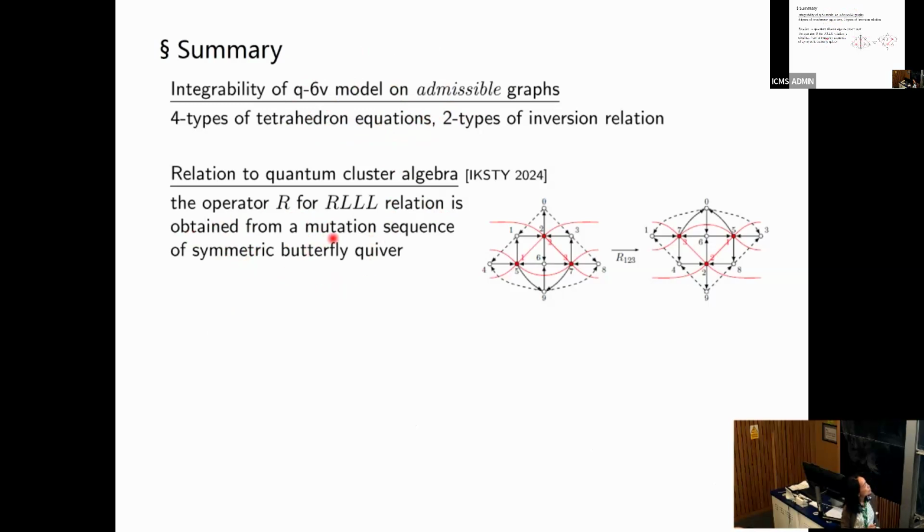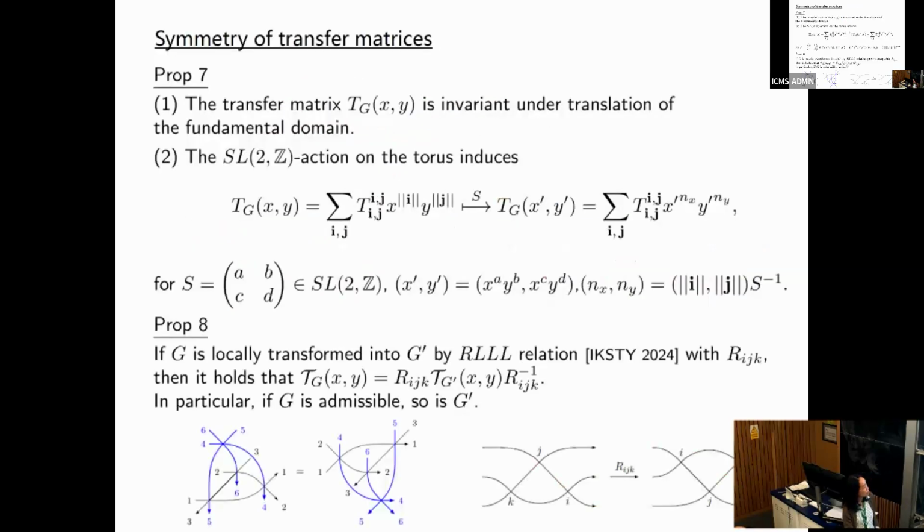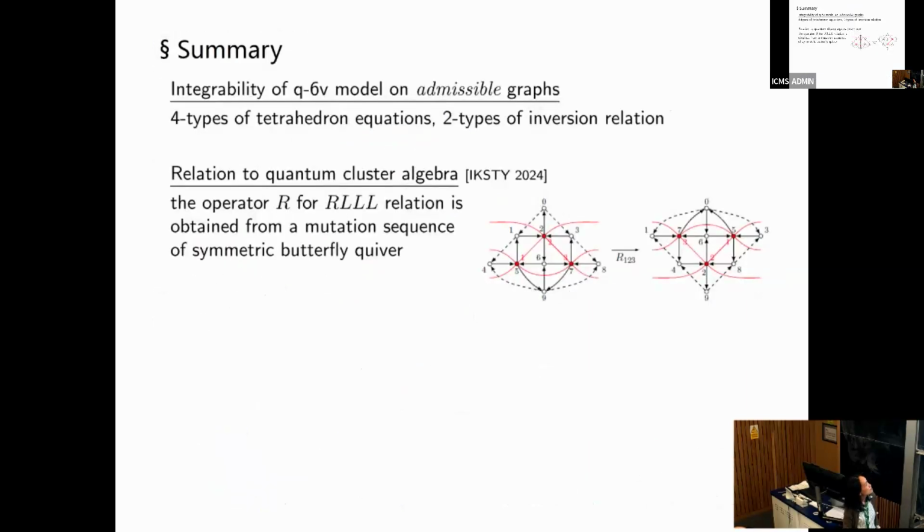So to construct the RLL relation to give a symmetry of Yang-Baxter move to this model is related to quantum cluster algebra in the following way. So the red wires denote the Yang-Baxter move of the wiring diagram. And to this diagram, we can attach this quiver. So this quiver is what we call the symmetric butterfly quiver.